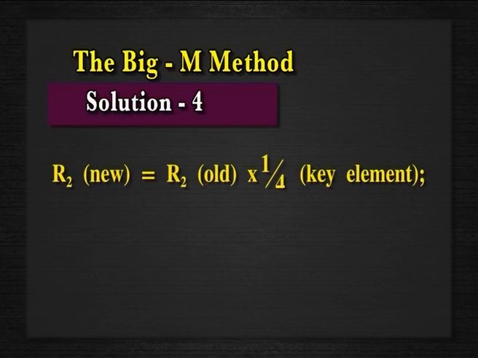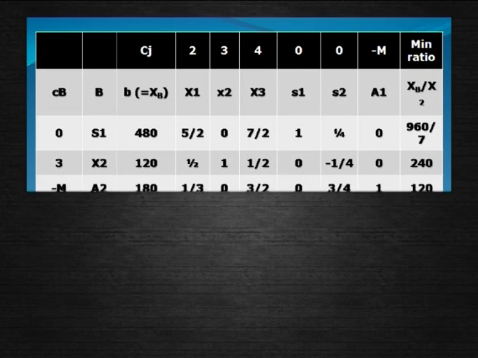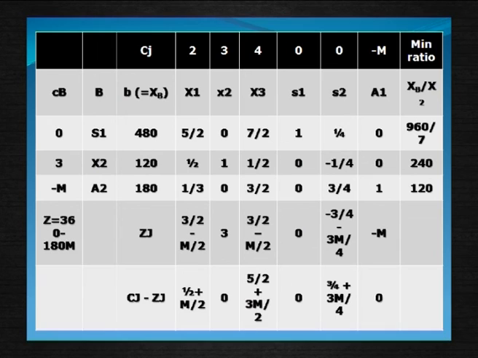For this, apply the following row operations. R2 new is equal to R2 old into 1 by 4, that is the key element. R1 new is equal to R1 old minus R2 new. R3 new is equal to R3 old minus 3 R2 new. To get the new solutions, we have prepared the new table as shown.